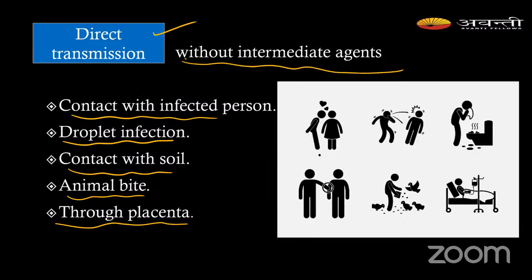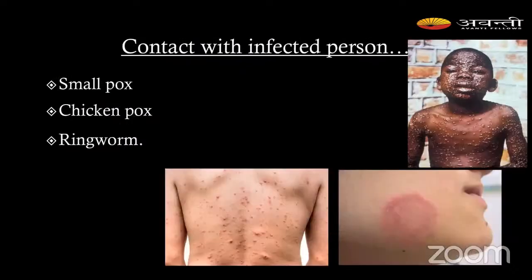See here in the picture, if some person is sneezing or coughing while sitting beside you, you are going to get the disease from that person. That we call direct transmission. Animal bite, contact with the soil, all these are direct. Coming to contact with the infected person, for example smallpox, chickenpox, and ringworm, you get these by contacting the infected person.